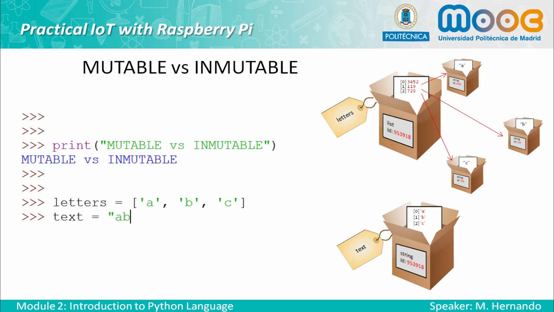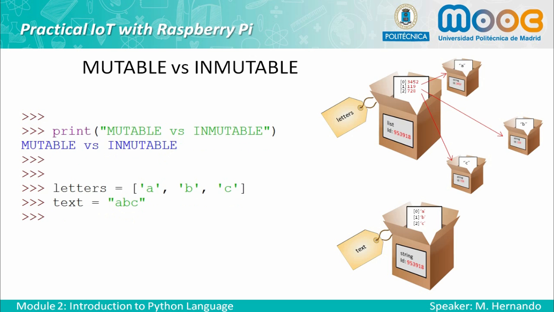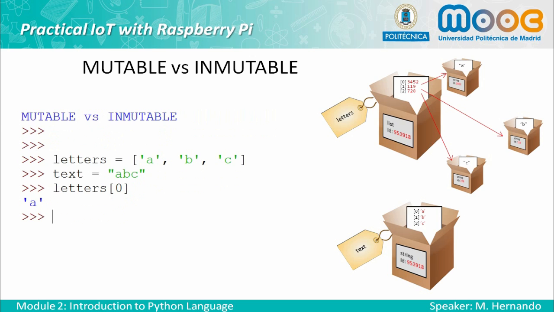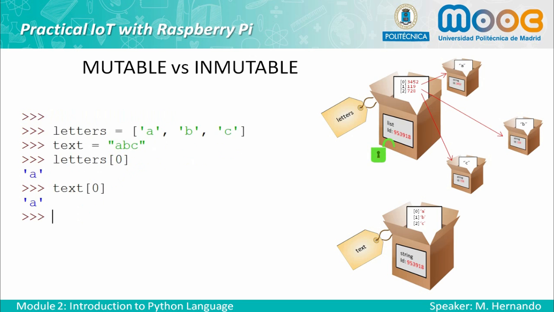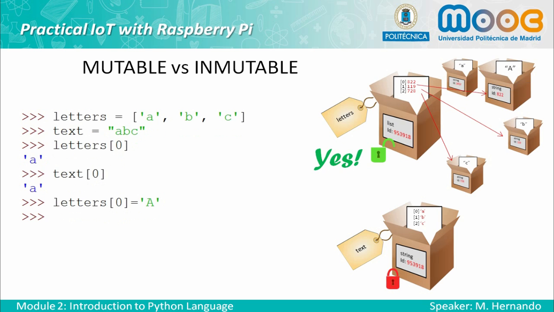Let's go back to the list and see why this is so important. I'm going to create a list of letters and a text string. Lists are of mutable type, that is, the content of the list could be modified, while strings and numeric values are immutable. Thus, it is not possible to modify its content. Unlike strings, which are immutable, lists are a mutable type.